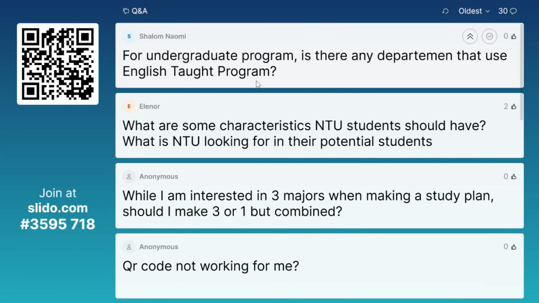For undergraduate program, is there any department that uses an English taught program? Yes. For overseas Chinese, there are 3 English taught programs, and for international students, there are more English taught programs. For example, civil engineering and mechanical engineering.